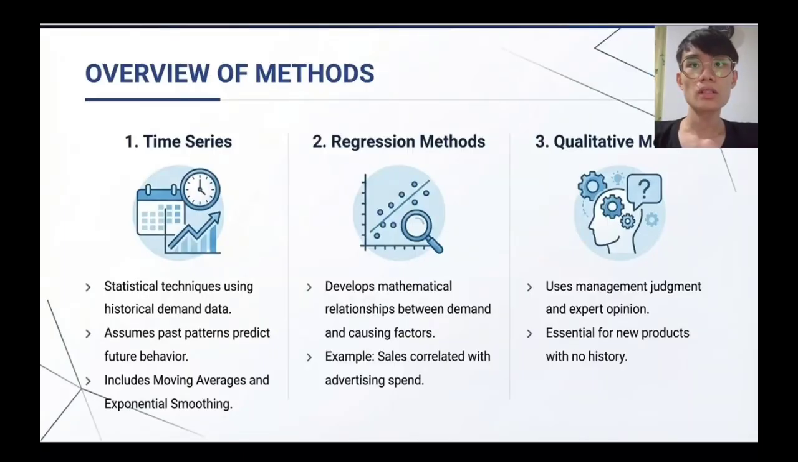On this slide, we present an overview of the three major categories of forecasting methods commonly used in business and supply chain management. These methods, time series, regression methods, and qualitative methods, each serve different purposes depending on data availability and the nature of the forecasting problem.